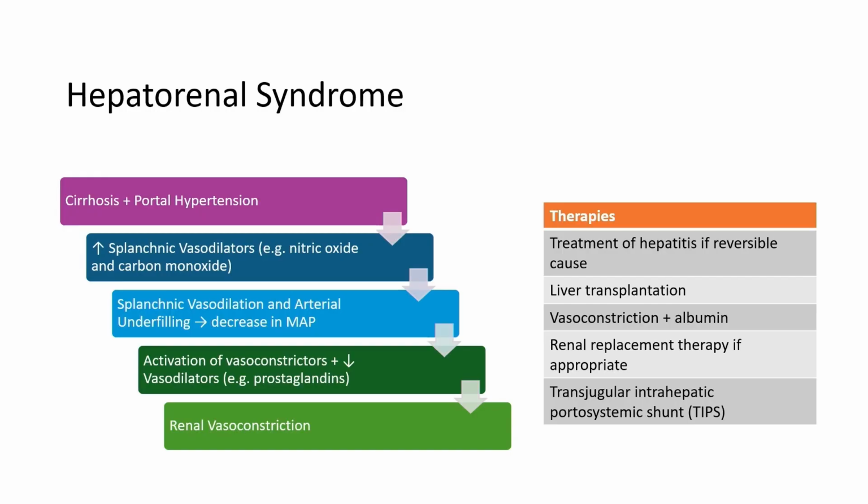So the initial issue is related to the liver fibrosis, which causes an increase in the portal pressures. And that causes production of vasodilatory factors like nitric oxide, carbon monoxide. With the splanchnic vasodilation, you get a redistribution of the blood flow, which ultimately decreases the mean arterial pressure.